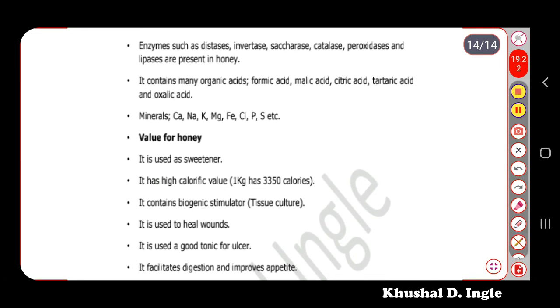Now enzymes such as diastase, invertase, saccharase, catalase, peroxidases, and lipases, all these different enzymes are also present in that honey, and it contains many organic acids such as formic acid, malic acid, citric acid, tartaric acid, and oxalic acid. Apart from this, honey contains a number of minerals also. All these minerals, enzymes, other organic acids, vitamins, and carbohydrates are present within this honey. That's why honey has much more value, or much more importance.